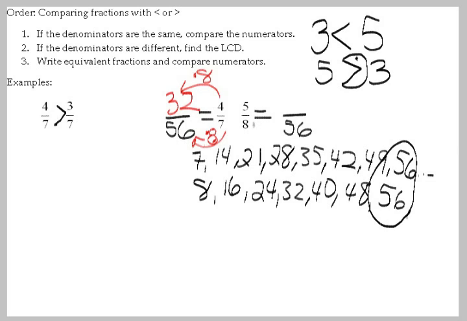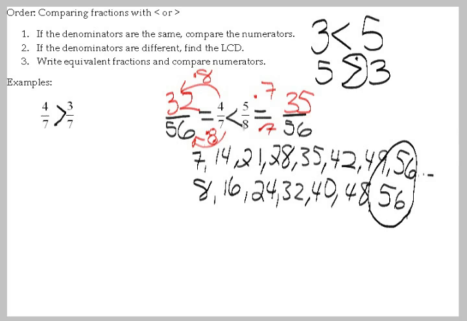And converting from eighths to 56, we're multiplying by 7 over 7. So we multiply the numerator. 5 times 7 is 35. And now that we have fractions with the same denominator, we can compare them. 32/56 is less than 35/56. So we know that 4/7 is less than 5/8.